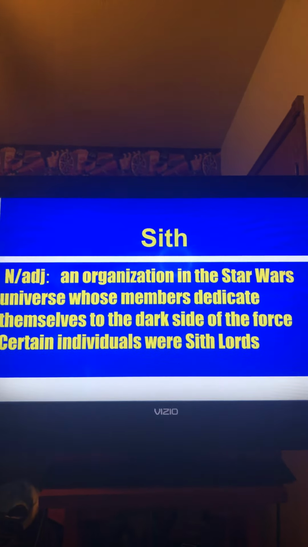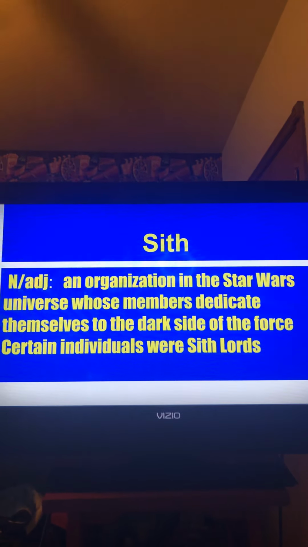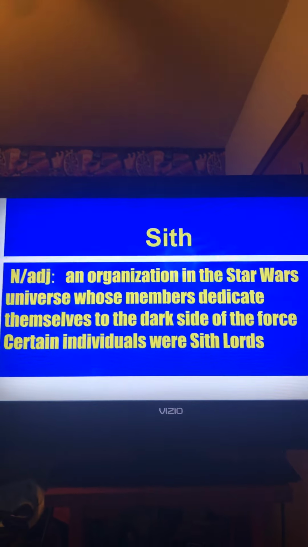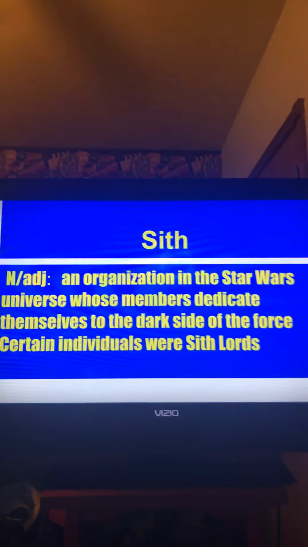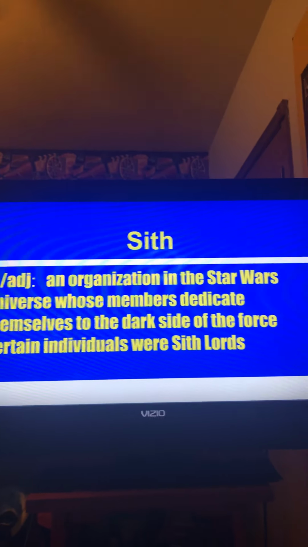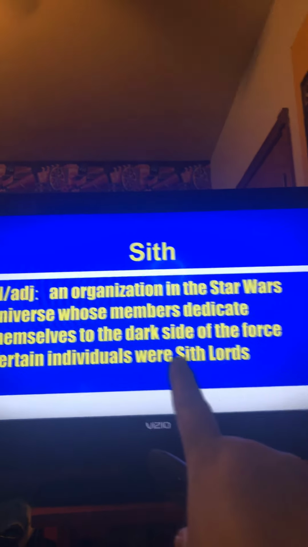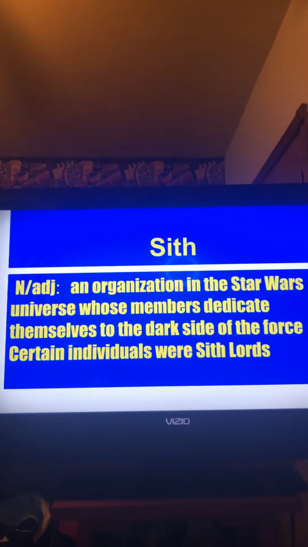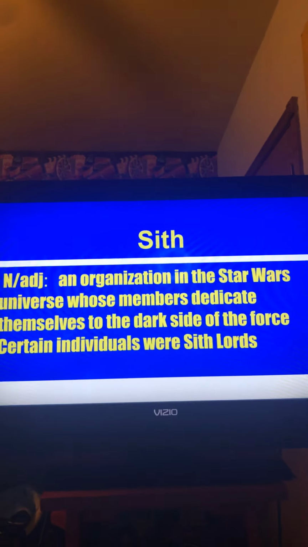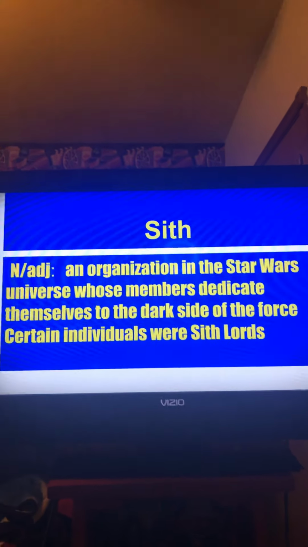It can be a noun or an adjective, and it is an organization in the Star Wars universe whose members dedicate themselves to the dark side of the Force. Certain individuals were Sith lords. So if you're a Sith lord, Sith becomes an adjective. If you're just a Sith, then that would be used as a noun. Let's look at what the Sith look like in the Star Wars universe.